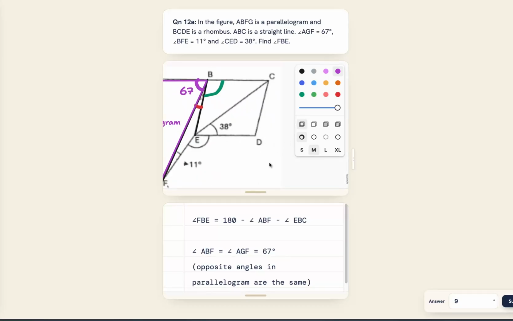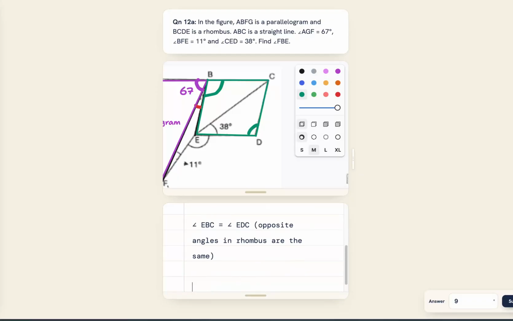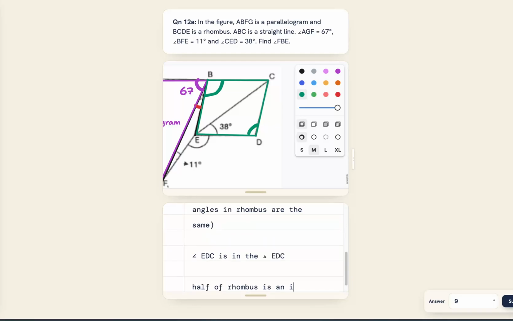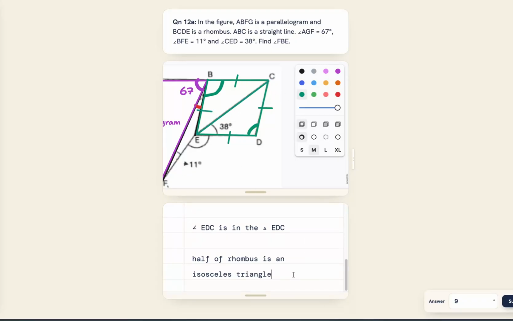We want to find EBC. So angle EBC over here, what shape do you think angle EBC is part of? If you were to guess that it is a rhombus, then you're right. So EBC is equal to angle EDC, because opposite angles in a rhombus are the same. Okay? And in this case, angle EDC is inside the triangle EDC as well. And half of a rhombus is basically an isosceles triangle. The reason why is because a rhombus has equal sides, obviously, over here. Therefore, this makes it half of the isosceles triangle.